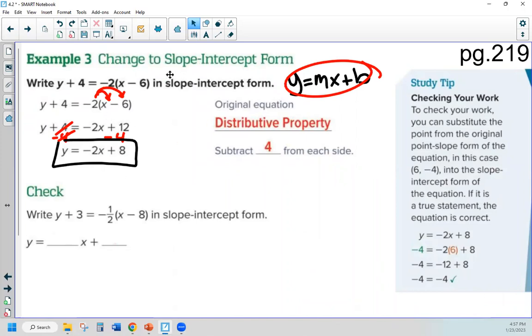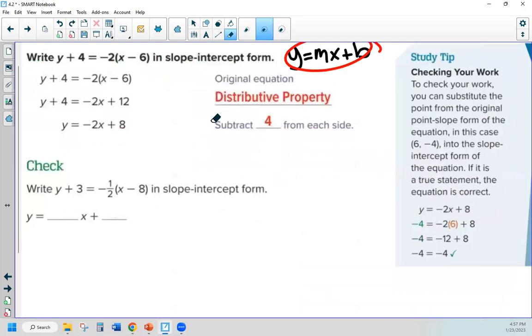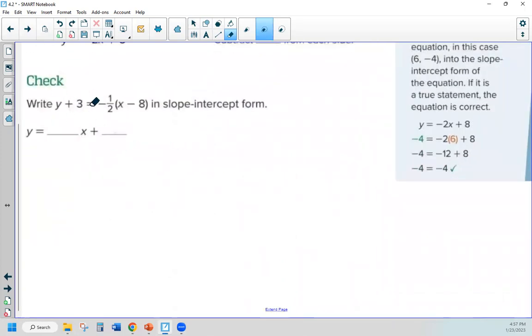So as long as you're doing property of equality, meaning you're doing the same thing to both sides. We did -4 here and -4 here. Property of equality, you're keeping everything equivalent, the same. So the line should not change. All right. So go ahead and try it out with this one right here, this check problem.